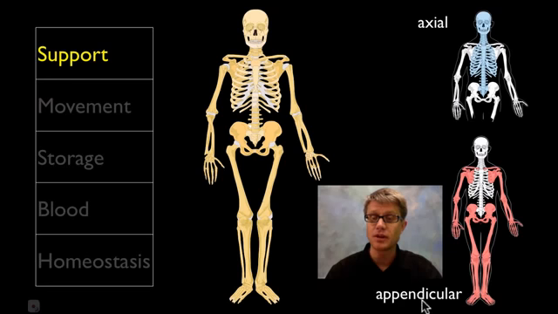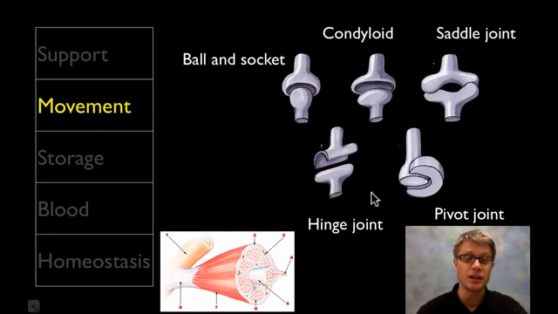And then we have the appendicular skeleton. The appendicular skeleton is made up of everything pretty much out past these joints. And so that's going to be your hip, your shoulder blade, and your arms and legs. The function of the appendicular skeleton is locomotion. So speaking of that, let's get to the next one, which is movement.